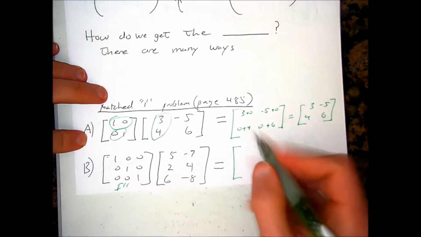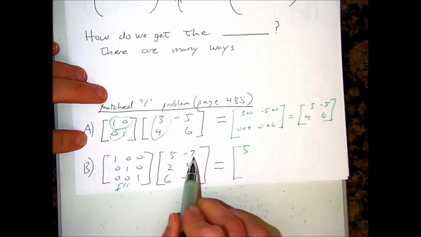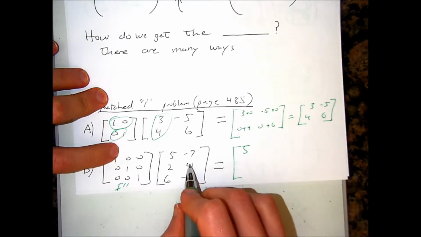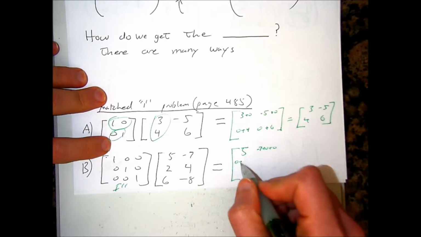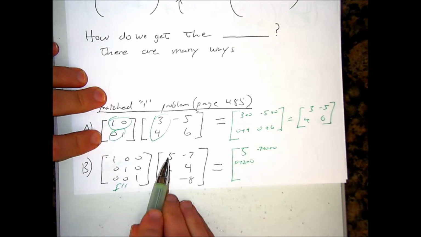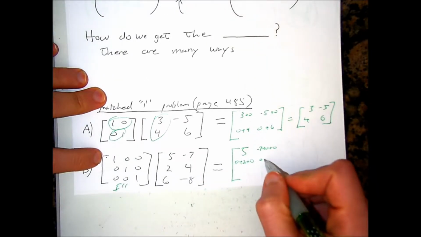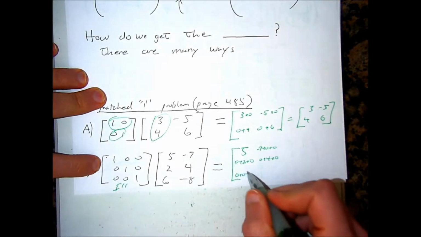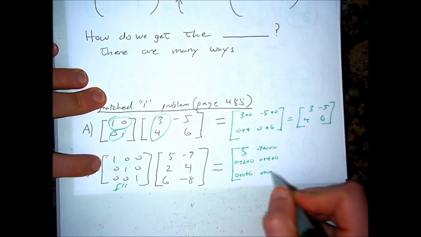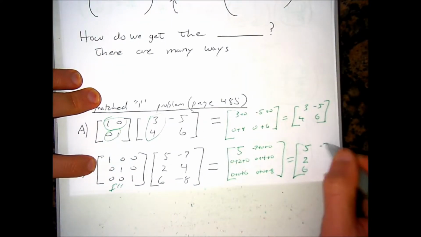So 1 times 5 is 5, plus 0 times 2 and 0 times 6, so you just end up with the 5. 1 times negative 7 is negative 7, and then 0 times 4 is 0, so you end up with negative 7 plus 0 plus 0. And then 0 plus 2 plus 0, because 0 times 5 is 0, 1 times 2 is 2, and 0 times 6 is 0. 0 times negative 7 is 0, plus 4 plus 0. 0 plus 0 plus 6, and then 0 plus 0 plus negative 8. End up with 5, 2, 6, negative 7, 4, negative 8. Okay?